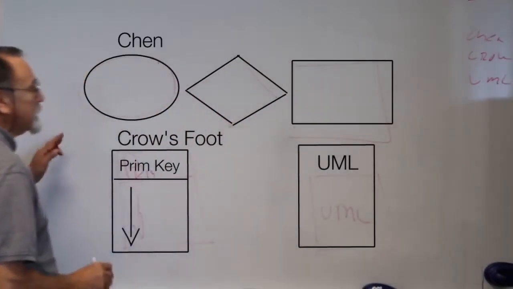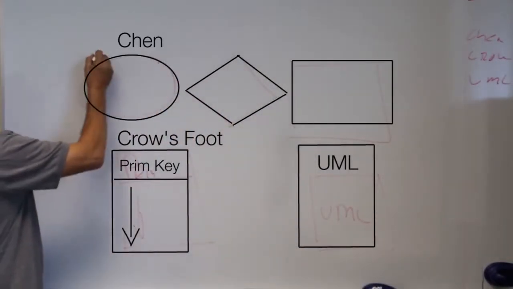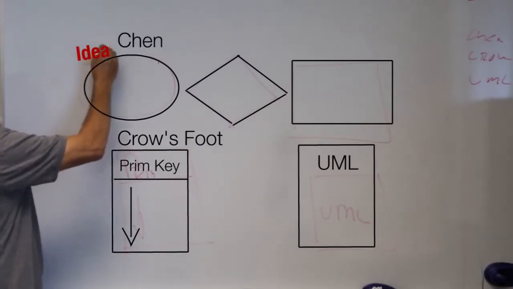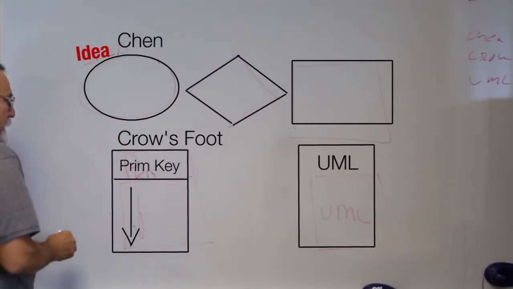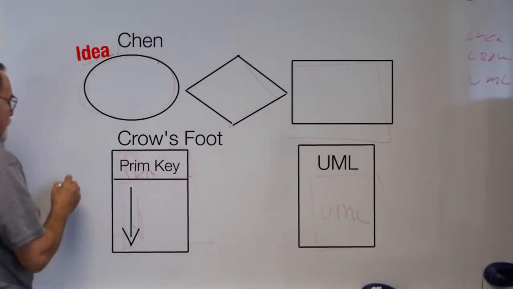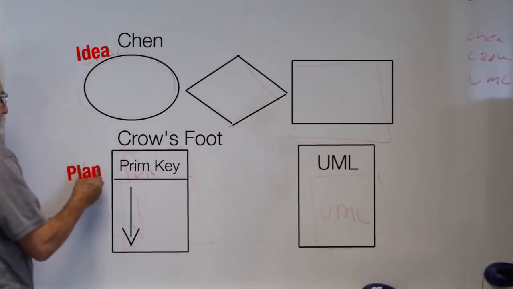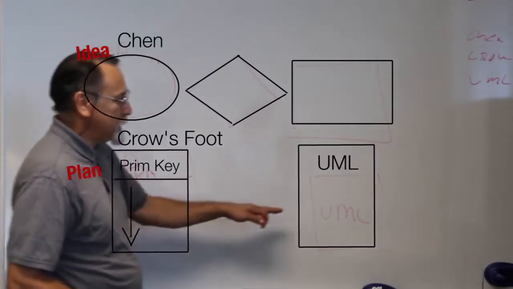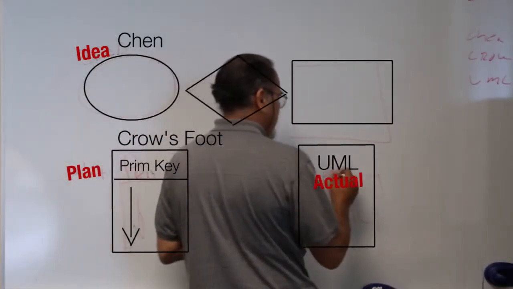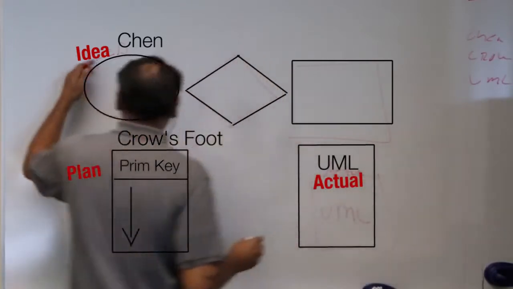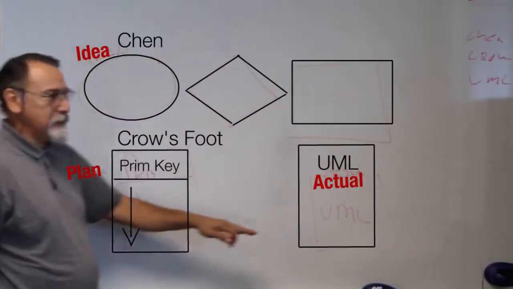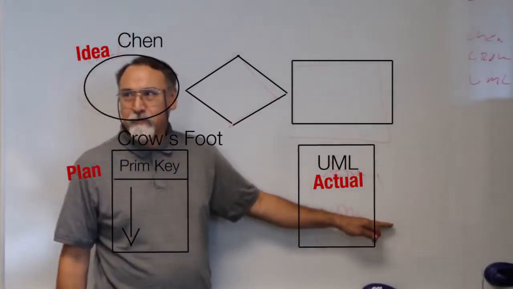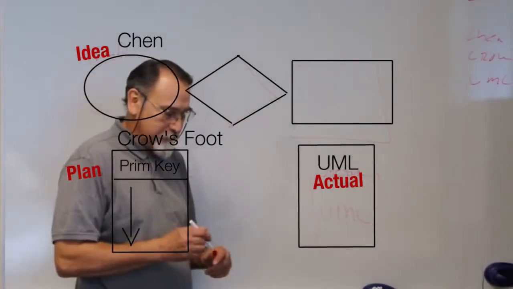Now, the Chen diagram is more of the idea type thing. This is where you're going to draft it out, and this is what you want to do. The crow's foot is more of what it's going to look like when it gets through. And then this would be the actual product. So you go from the idea of what I want to do, to this is how I'm going to do it, and then this is what it's going to look like when I get through. After you finish, this is the final product.